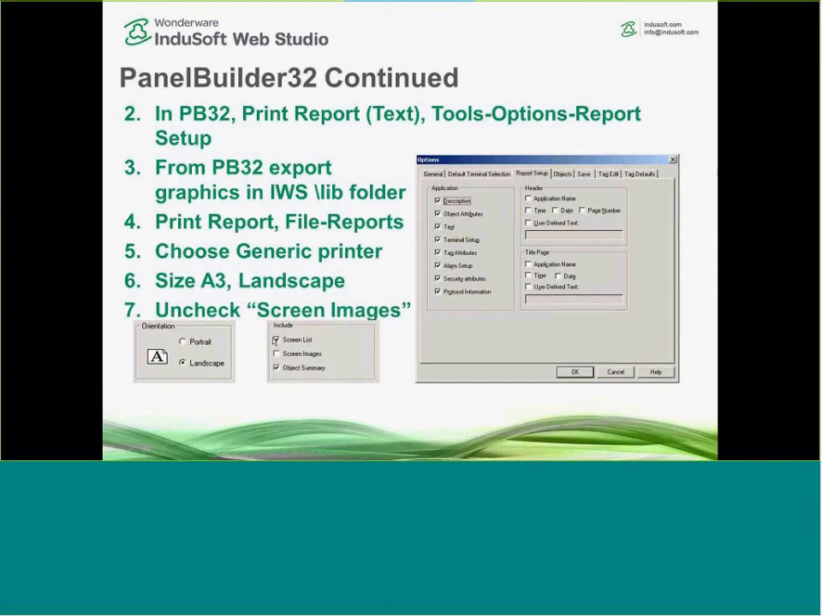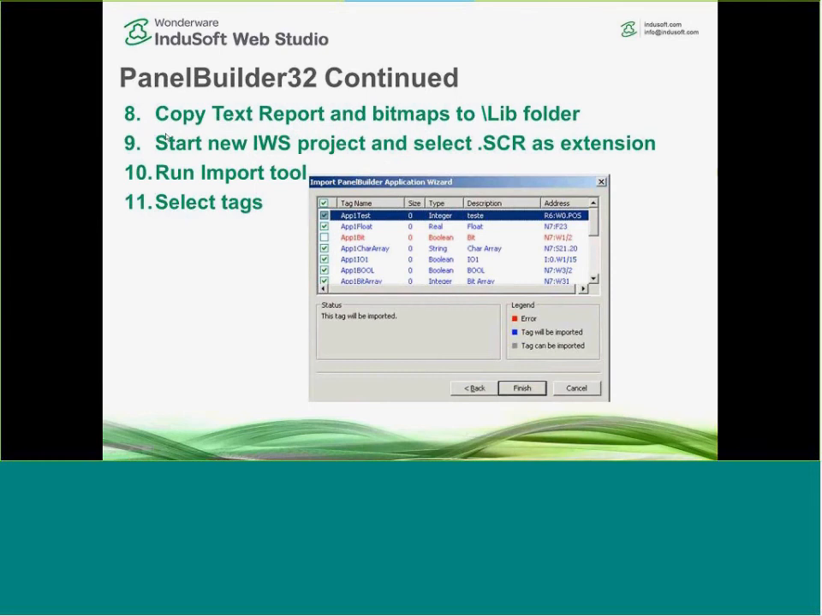And then once you do that, the next step is what does it include? Well, you're going to include the screen list, and we've already exported the screen images manually. Because this is going to be a text-based report, we can't include the screen images in that output, so we're going to exclude or uncheck that. The object summary, so these two checkboxes will need to be checked. The screen images will be unchecked. And then when that report prints, that's basically going to create one text report. You're going to make sure that you copy that output, that text report, and the bitmaps you should have already exported to the LIB folder.